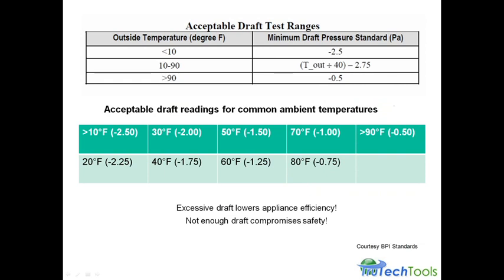So I ran some quickly just so we could see them here, but basically, at 10 degrees or less, 2.5 pascals. 30 degrees, 2 pascals. 50 degrees, 1.5 pascals. 70 degrees, 1 pascal, right? 90, 0.5 pascal. As you guys are doing weatherization, an HVAC guy probably isn't going out and testing draft on a furnace on a 90-degree day. He's probably working on the air conditioning. But if you're weatherizing a home, you've got to have 0.5 pascal negative pressure, or you don't have enough draft on there. So you need a precision draft meter to do that. Excessive draft, though, you don't want too much draft because it's going to lower the appliance efficiency. You can actually start to pull the flue gases out of the appliance, and not enough draft is going to compromise your safety.